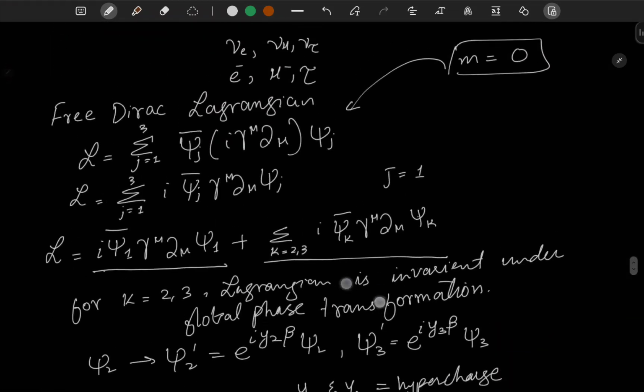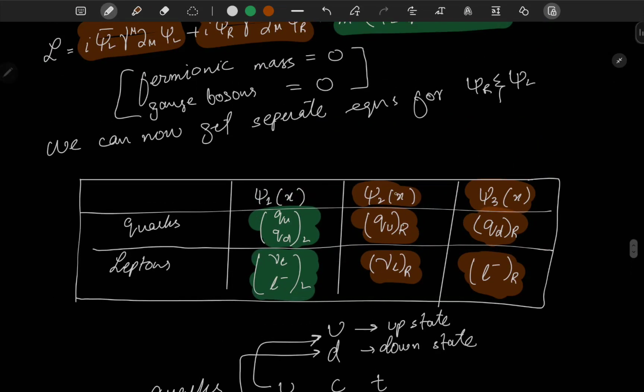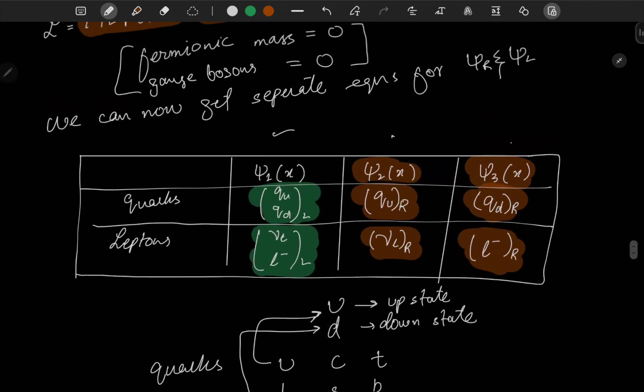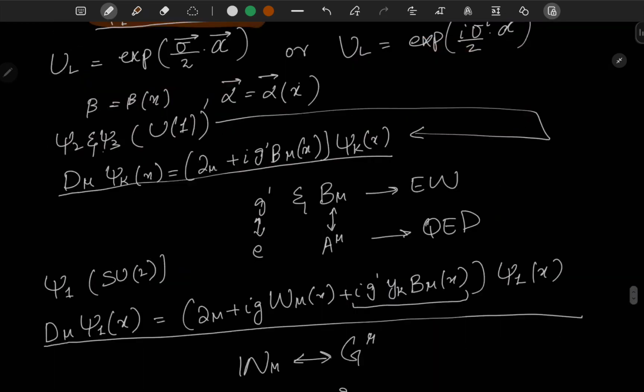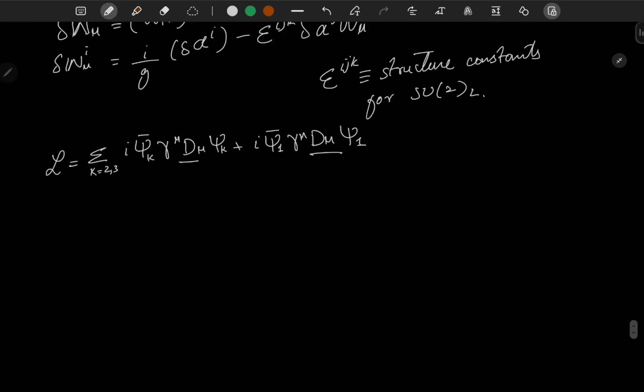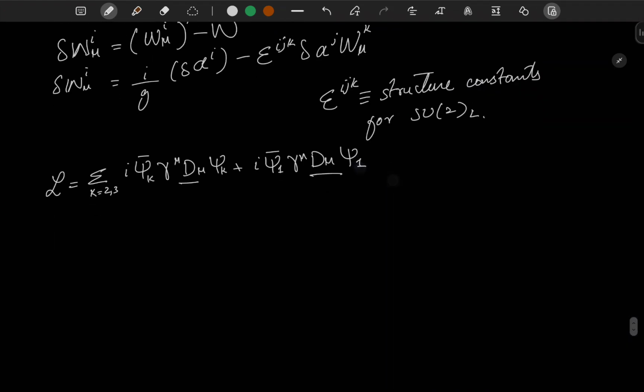And remember that there are three fields. Psi k includes psi2 and psi3, which are singlets, right-handed, and psi1 is a doublet. And one more thing to remember, psi2 and psi3 follow U1 symmetry, and psi1 follows SU2 symmetry. Okay, so we are going to put our d mu's here in this Lagrangian.